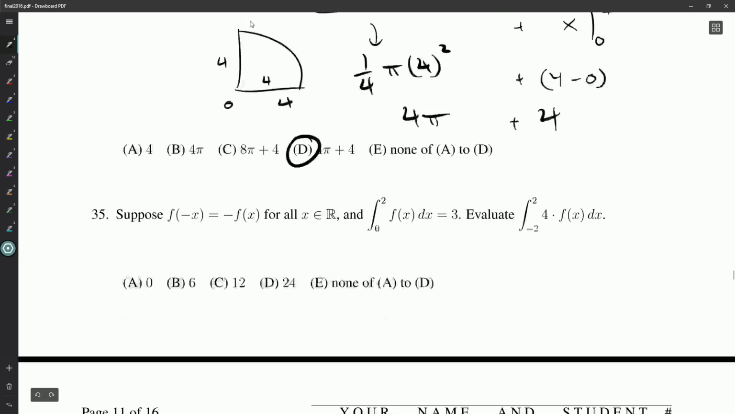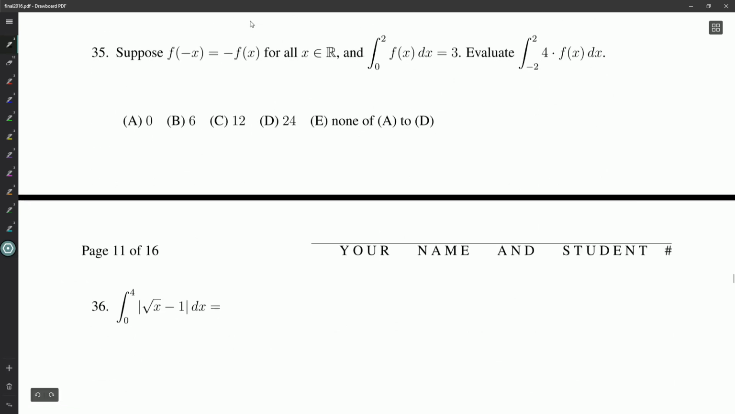All right. So that's the halfway point for this video. 35 here. Suppose we've got this relationship, and we might remember that this means f of x is odd. Okay? We're odd if the minus signs come out. We're even if the minus sign doesn't change anything. And we know that from 0 to 2, the integral of f of x is equal to 3.